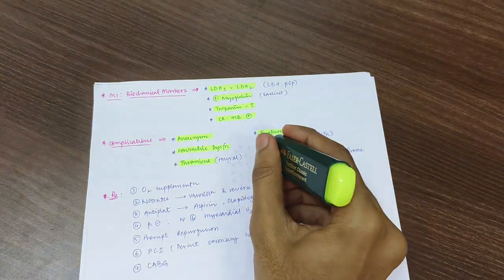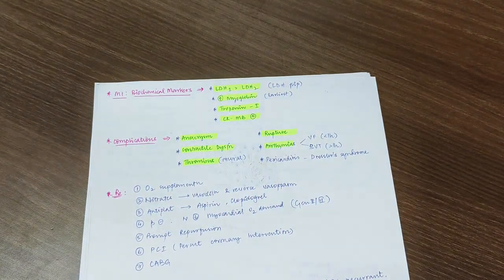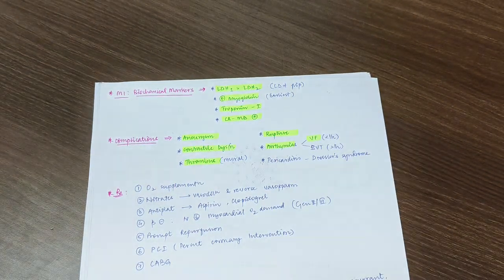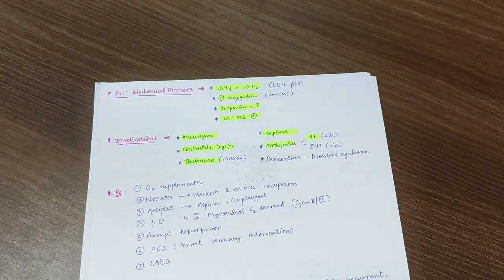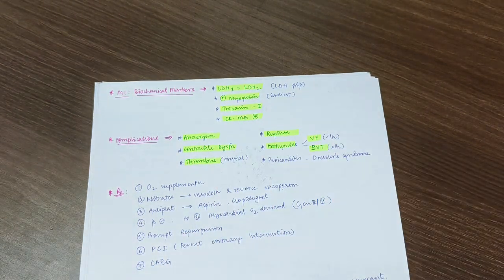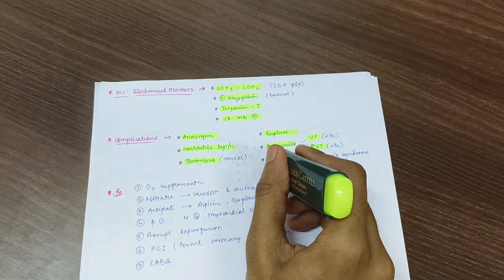Okay, then arrhythmia. What are the arrhythmias occurring? If the arrhythmia is occurring within 1 hour, then that particular arrhythmia is called as ventricular fibrillation, that is VF. If it is happening after 1 hour, then it is called as supraventricular tachycardia, SVT, not PSVT, it is supraventricular tachycardia. Next, pericarditis.